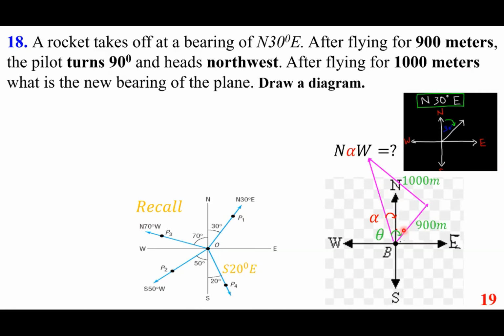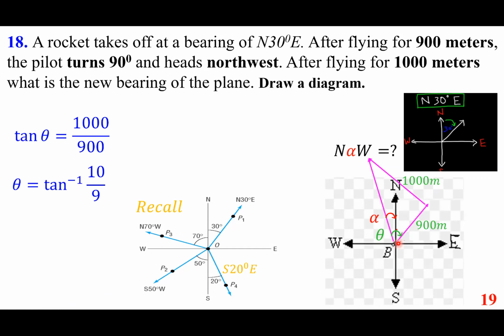So if this angle is theta, tan of theta is the opposite, which is 1,000, over the adjacent, which is 900, 10 over 9. So theta is tan inverse of 10 over 9. So this angle is 48.01 degrees. We know this was 30 degrees. That means this was 30 degrees. If we subtract 30 from that, it gives us the alpha.